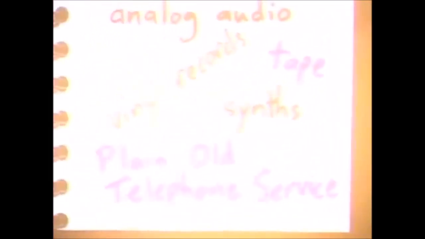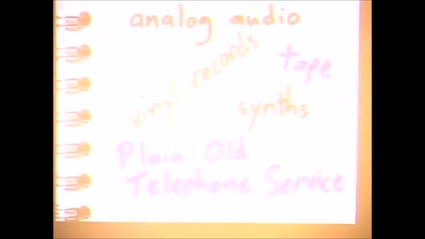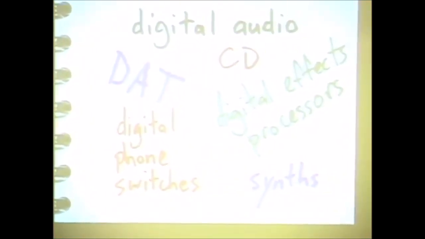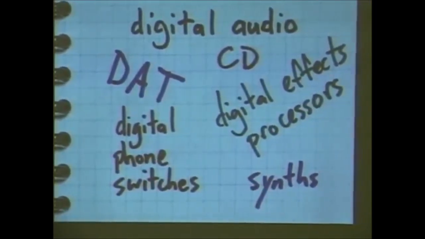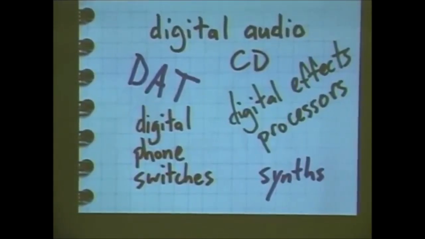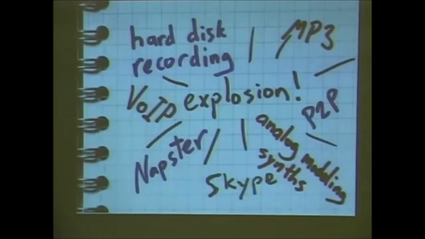Back in the old days, we had all kinds of analog audio systems. Everything was analog. We had analog recorded music. We had analog telephone systems, and so forth. But over time, through the 70s and 80s, we started seeing more and more digital audio systems, like CDs, compact discs, for example. And gradually these things, digital phone systems, became more and more popular. But there was a more sudden change, I think, that happened in the 90s.